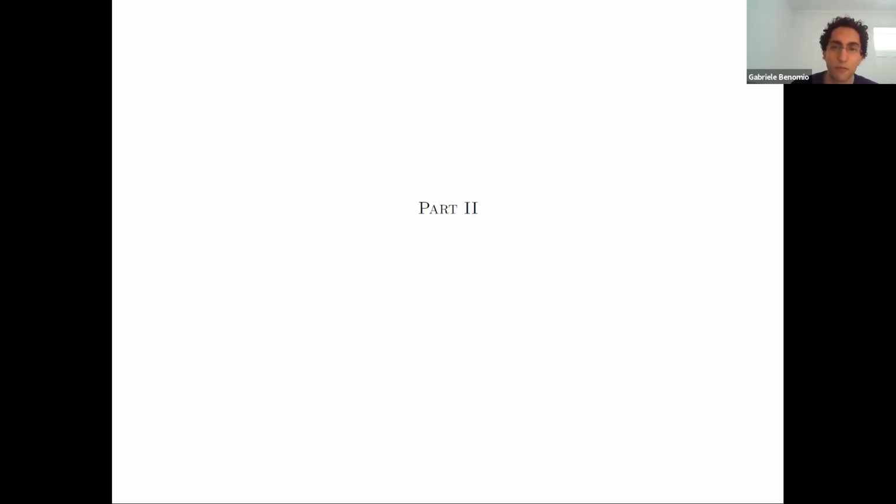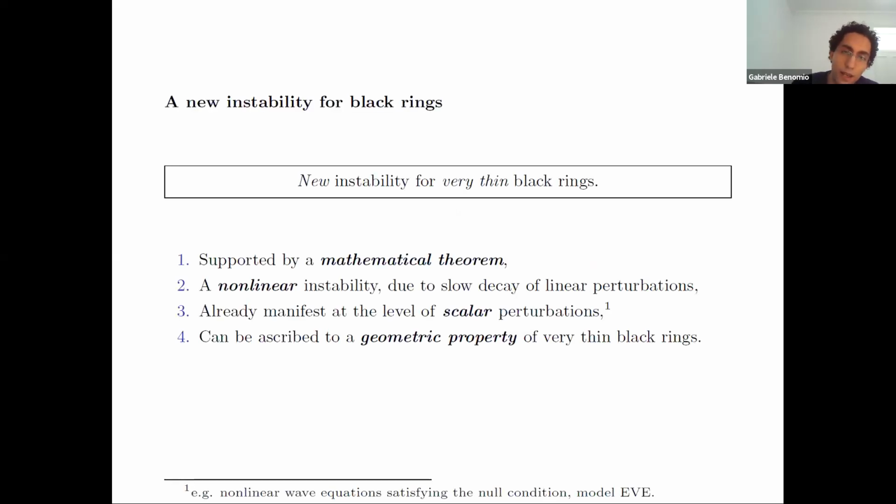Okay, so let me start with the second part. The theorem that I ended up proving is indeed suggestive of an instability, but it's really suggesting a new instability that has never been discussed or observed in the literature for black rings. And it's affecting what we call very thin black rings. So remember the one I showed you in the picture before. I list here the main features of this instability, and then we spend the second part of the talk discussing and trying to better understand these features.